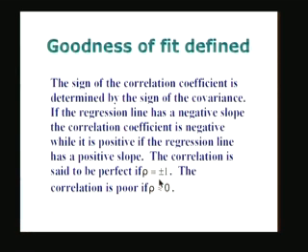If rho equals plus or minus 1, the correlation is good. The correlation is very poor if rho is very close to 0, and in practice we should get a value of rho greater than 0.5 or less than minus 0.5. It should not lie between 0.5 and minus 0.5.